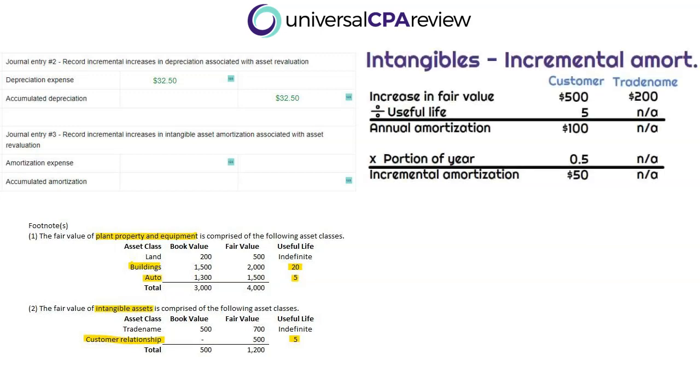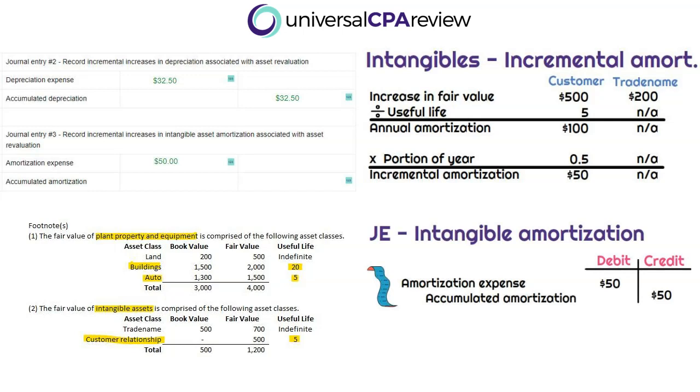So you can see in our schedule for the customer relationship, well, we would take that increase in fair value of 500 divided by 5-year useful life, and that means incremental annual amortization is $100. But again, that's for a full year. We only need 6 months, so we multiply by 0.5, and that tells us incremental amortization is $50. And for trade name, well, indefinite life, so we're not doing anything there. So when it comes to the journal entry, we would just debit amortization expense for $50 and credit accumulated amortization for $50 as well. All right, so that's the correct entry for journal entry number 3.